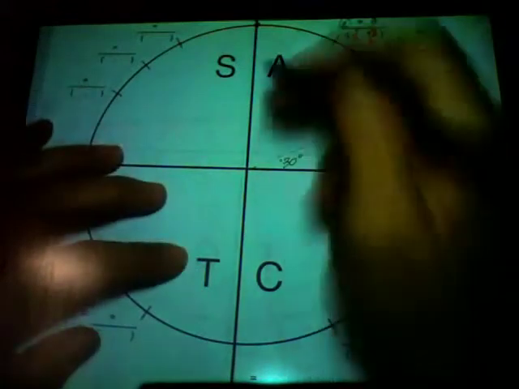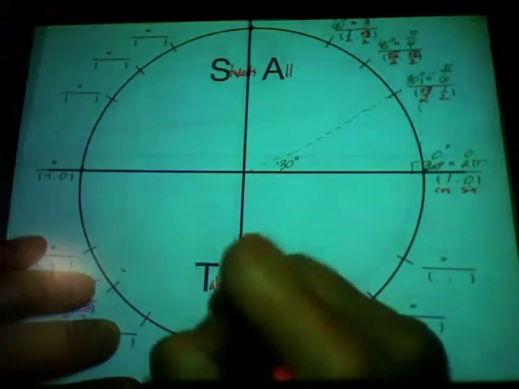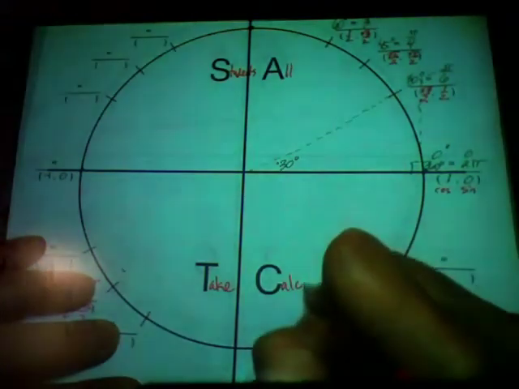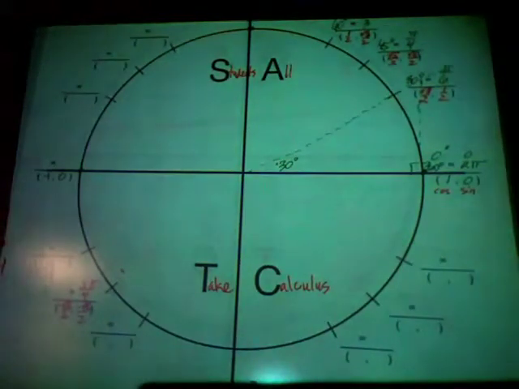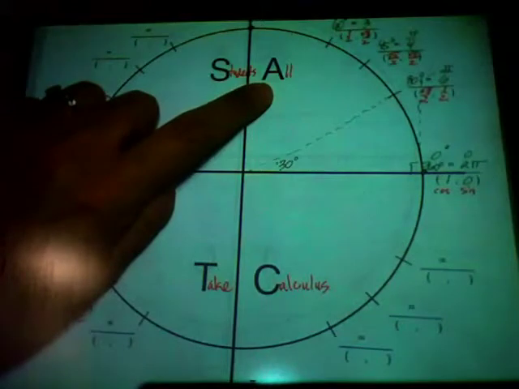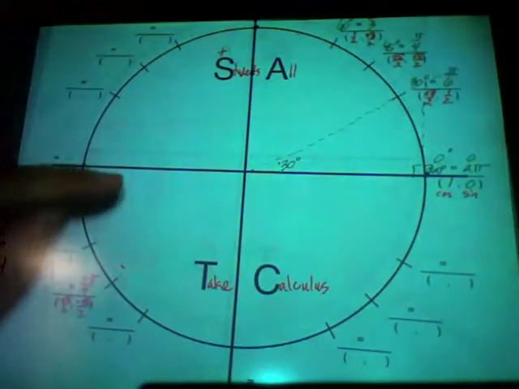So do you see this part here on your unit circle where it has A, S, T, C? Right? A stands for all. S stands for students. T stands for take. And C stands for calculus. All students take calculus. It also stands for all sine, cosine, tangent. This stands for sine being positive. Sine is positive only. All the rest are negative.